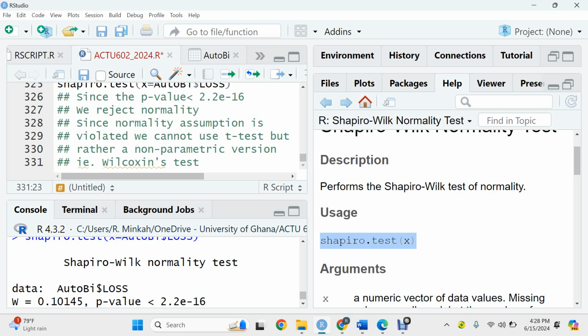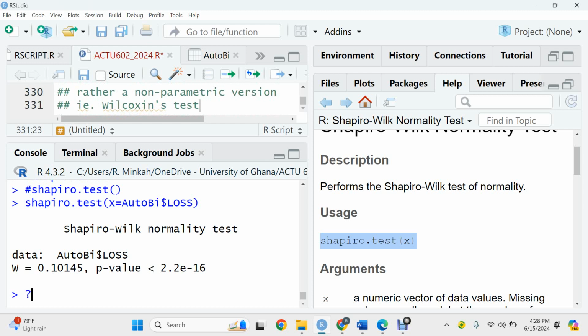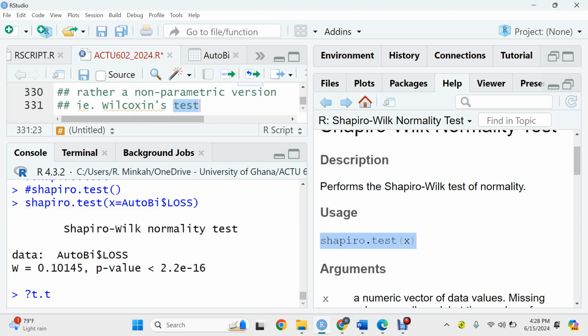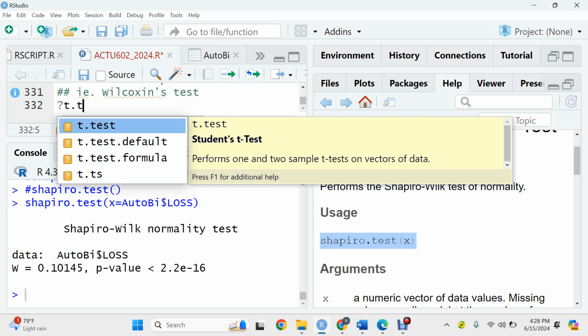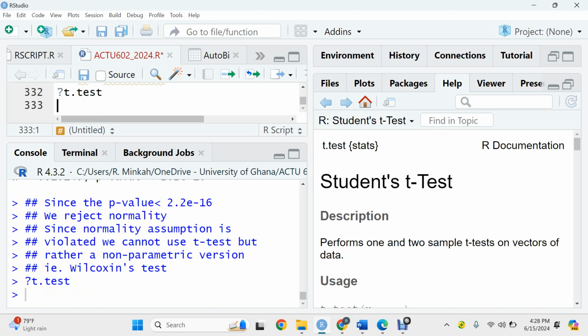Okay. So now let's go and look for, if it was a t-test, we use t.test. Let me just open the help files for both and show you. So if it is a t-test, you use t.test. So if you don't know, you say, how do you conduct a t-test in R? You will see this. You just check. That is at the workplace.